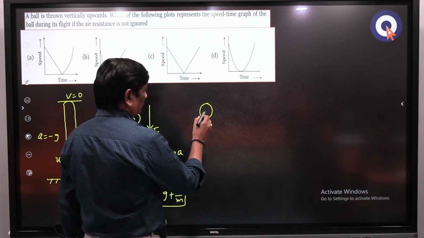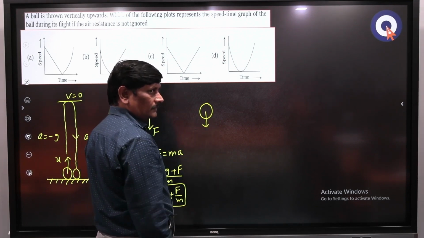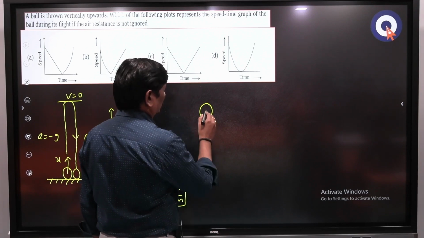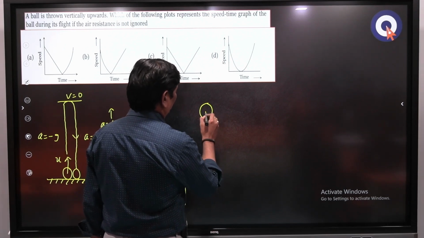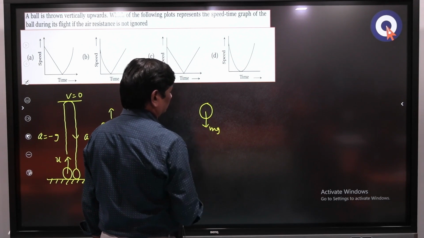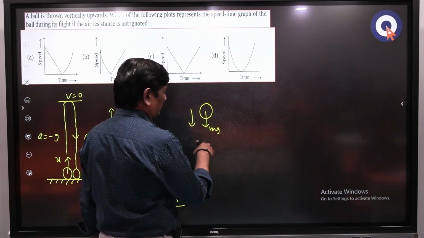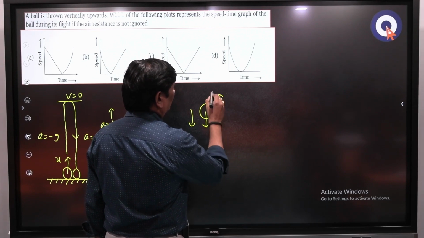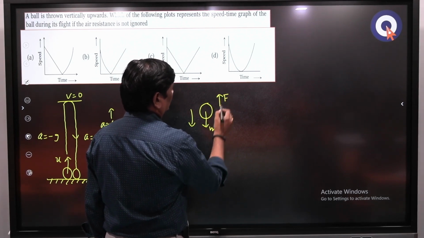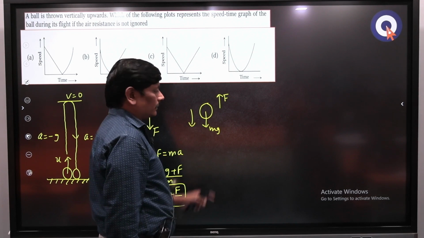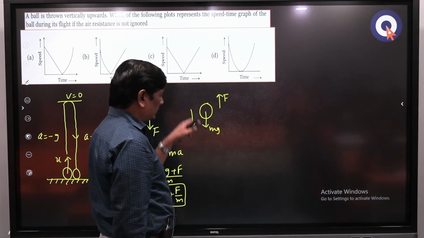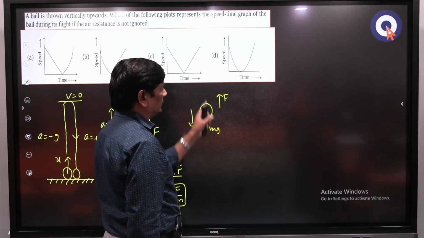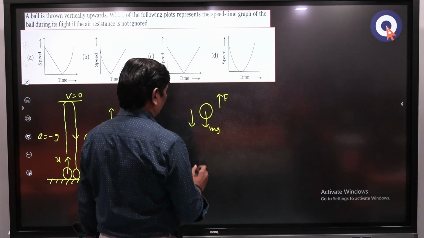When this body is coming downwards, the downward journey: weight mg is acting in the downward direction, the body is moving down, and weight mg is acting in the downward direction. Now the air resistance acts in the direction opposite to motion. That means it is acting upwards. When the body is moving down, air resistance has to oppose, so it is acting upwards.